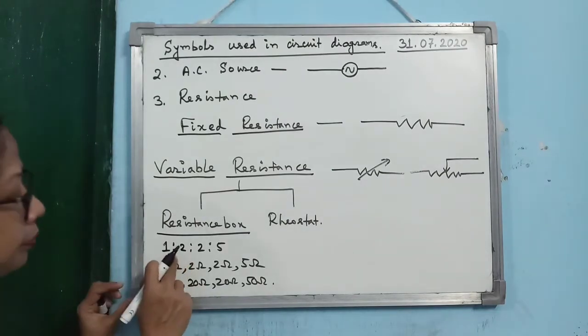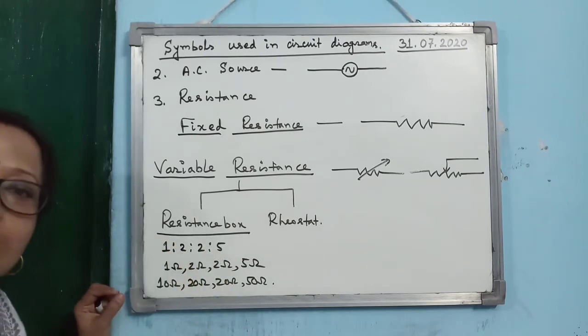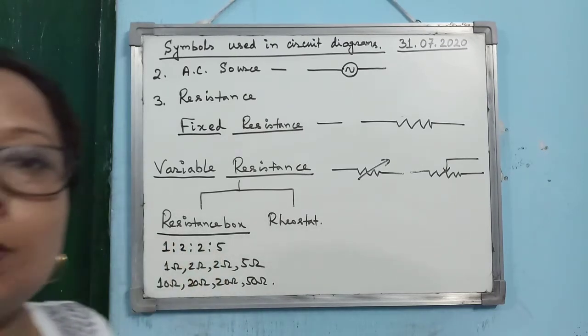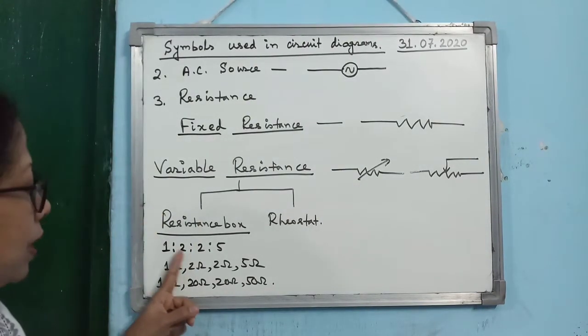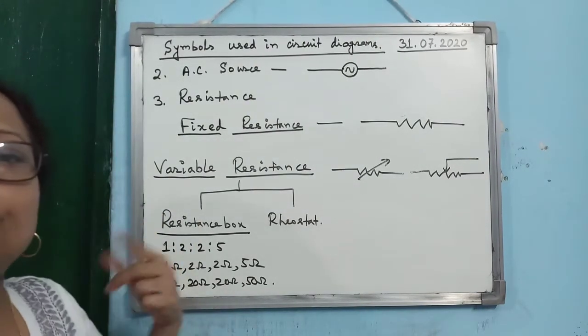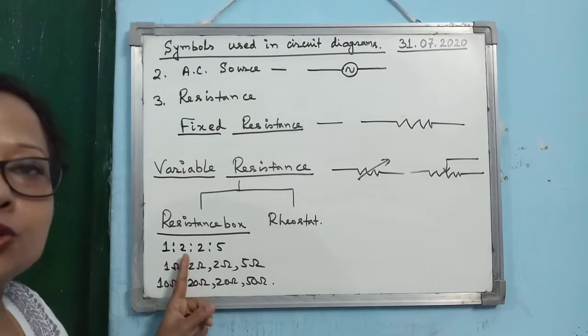You see, by the digits 1, 2, 2, 5, you can construct all the digits from 1 to 10. You see here, 3 if you want, then 2 plus 1 is 3. Then if you want 4 ohm resistance, then you take out the plug of 2 ohm, 2 ohm. 2 plus 2 is 4.